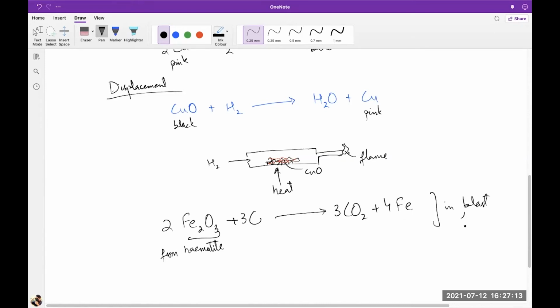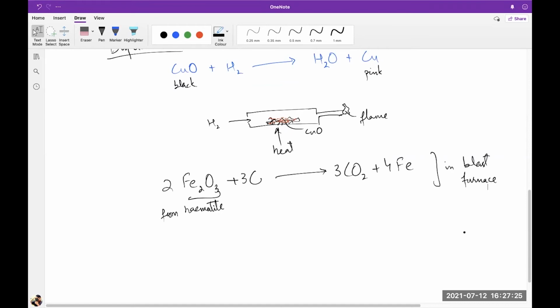We will look at this reaction in more detail later on. So this is done in a blast furnace, and what happens here is that carbon is a reducing agent. Again, why? Because carbon is more reactive than iron. Remember the reactivity series. So carbon is displacing iron and forming carbon dioxide. So we can say that carbon has oxidized.